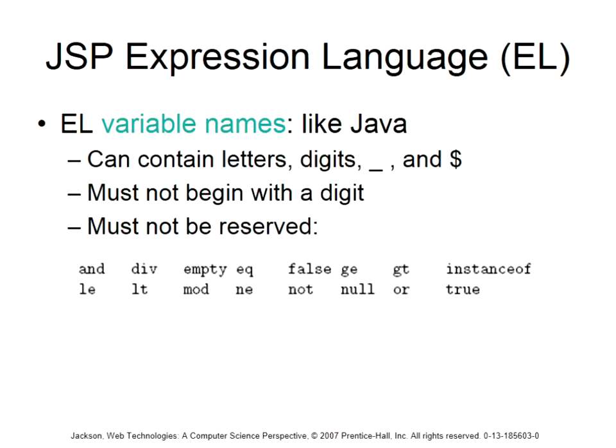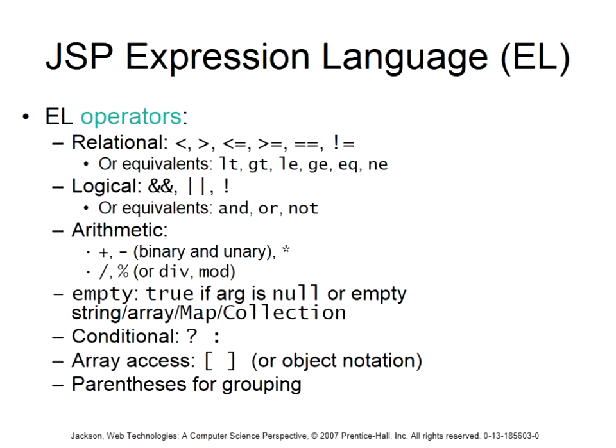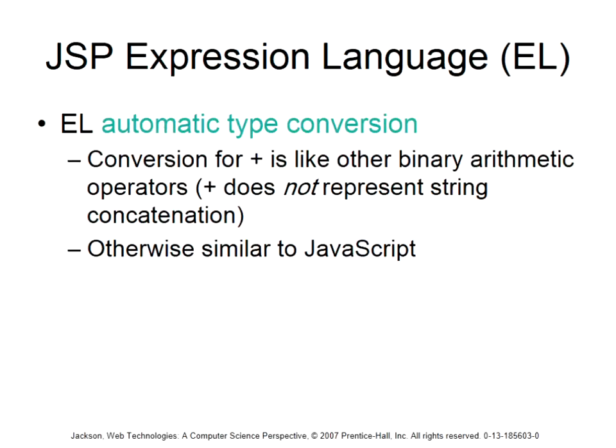When we want to write variables, EL variable names are like Java: they can contain letters and digits, must not begin with a digit, and must not be reserved words, like and, or, div, mod, etc. We can find also the same operators: relational, logical, arithmetic. Empty is an operator that gives us true if the argument is null or empty. A conditional, array access, etc. So like Java.